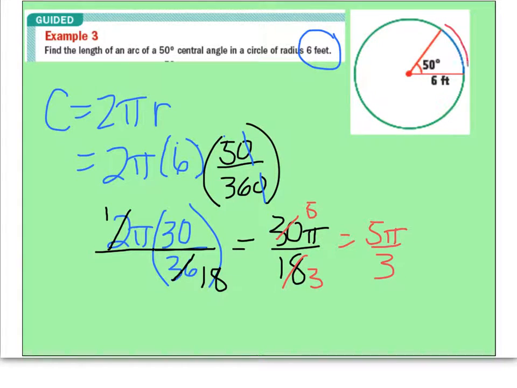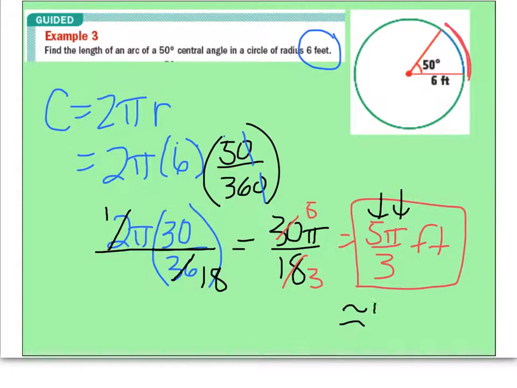So that's this right here, but it's in feet. This is kind of hard to visualize, so what you might want to do is take 5 times pi in your calculator and then divide it by 3. If you do that, you're going to get approximately 5.24 feet. You can visualize this arc length here is actually now 5.24 feet versus looking at it in terms of this, which might be harder to interpret.